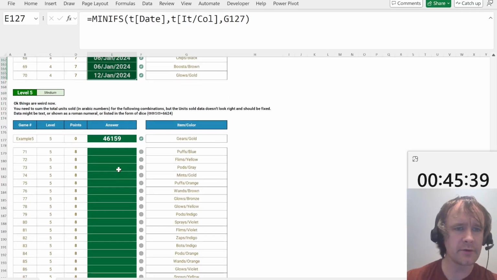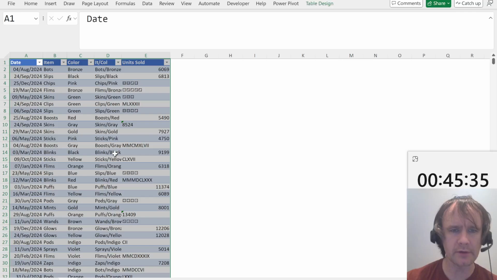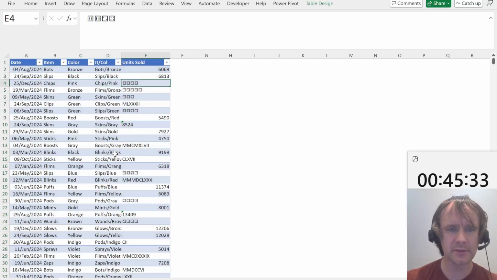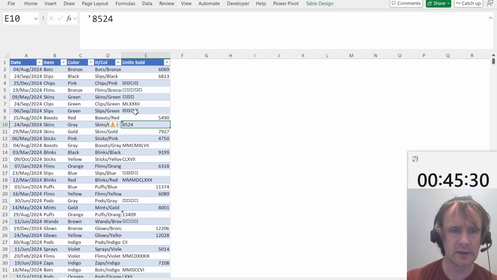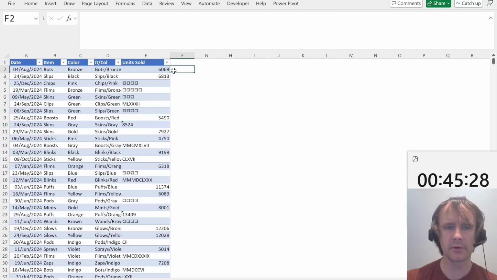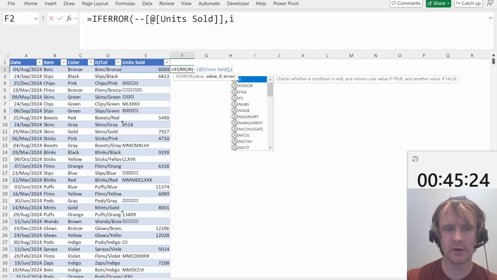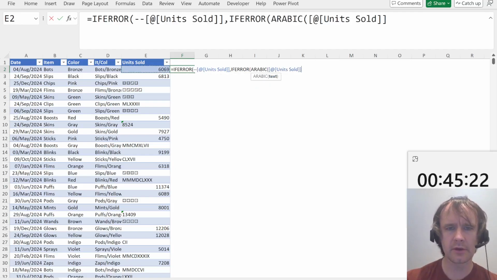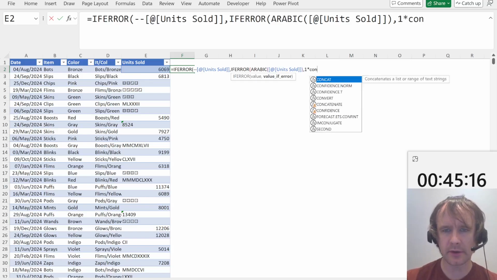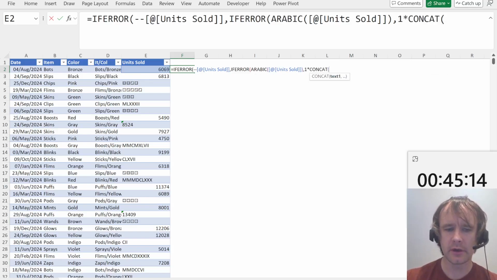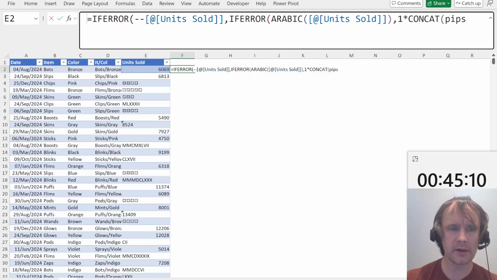Okay, level 5. Sum the total units sold in Arabic units for the following combination of the unit stages. Okay, so this is the one where there's a mix of numbers stored as text, dice, and Arabic. So we're going to say if error minus this, then if error Arabic this, then it's going to be 1 times concat of pips. Oh, I've got to import my lambdas.